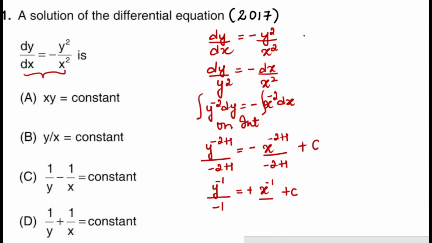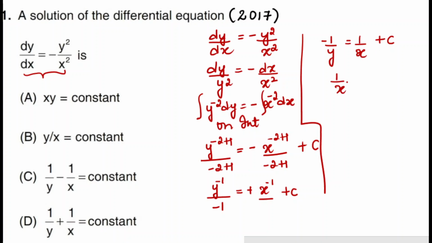Now I'm going to continue here. Now, y to the power of minus 1 can be written as minus of 1 divided by y, because in the numerator I have minus, which is equal to 1 divided by x plus constant c. If I take 1 divided by y to my right hand side, it will be plus 1 divided by y, that is equal to constant. A constant can be negative or positive, so it will not matter.